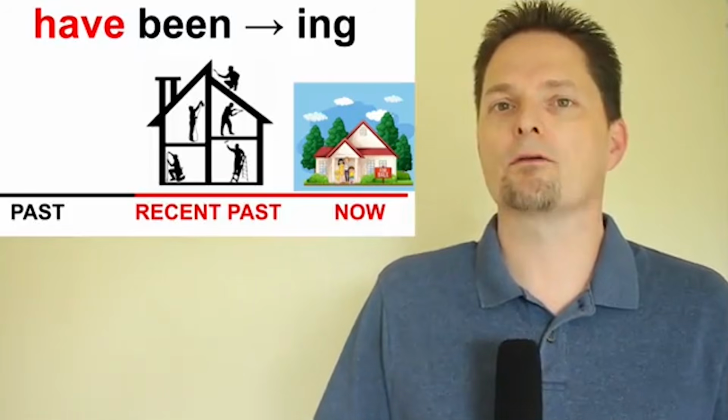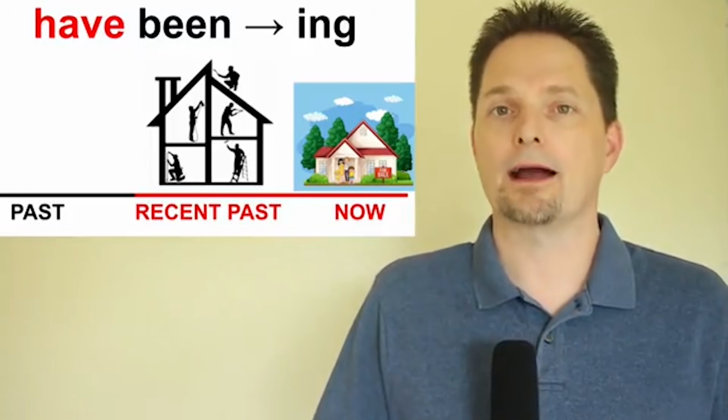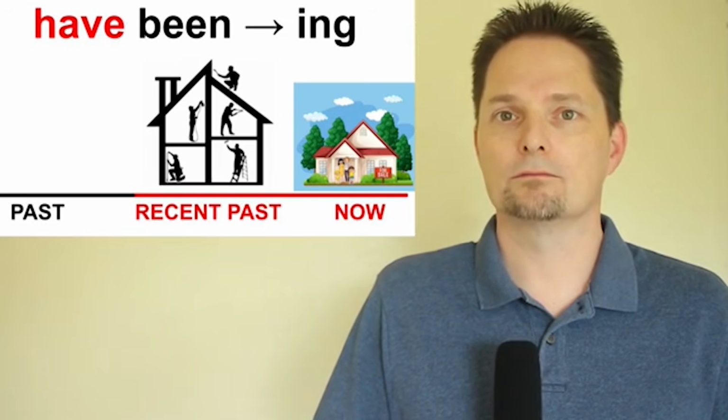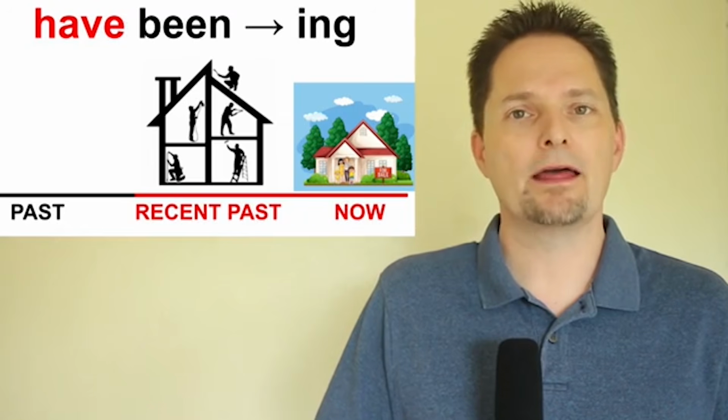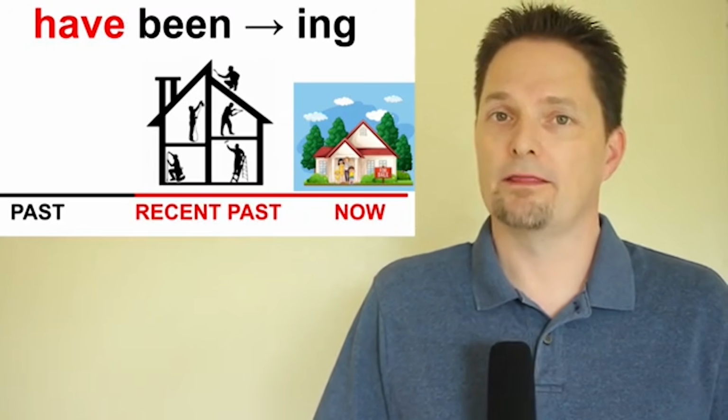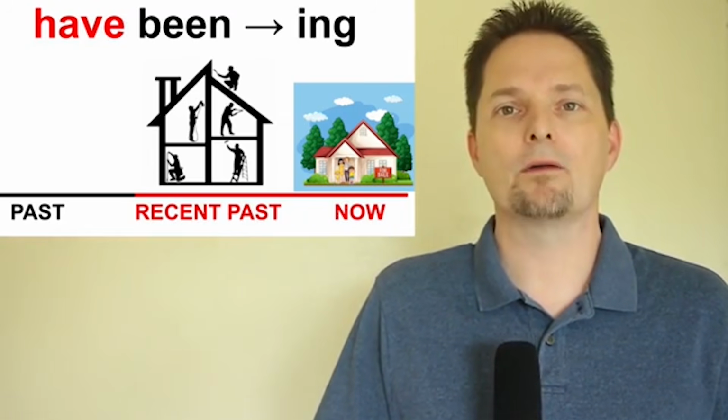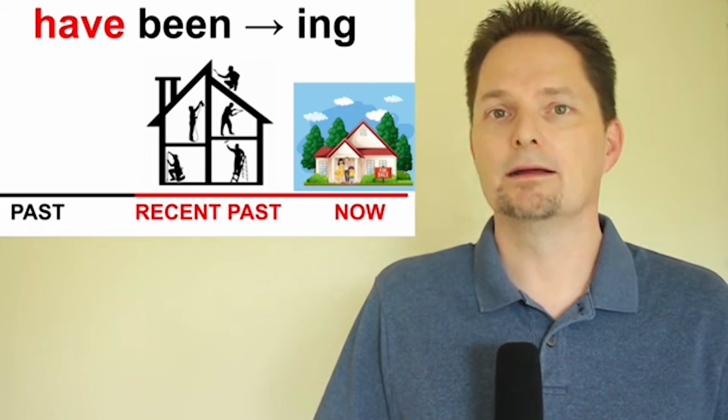Very good. They are ready to sell their house now. Their house is for sale right now. What have they been doing? They have been fixing the house. They have been working on the house. They're finished working on the house, and now they are ready to sell the house.